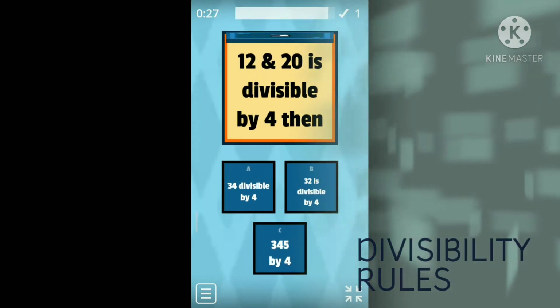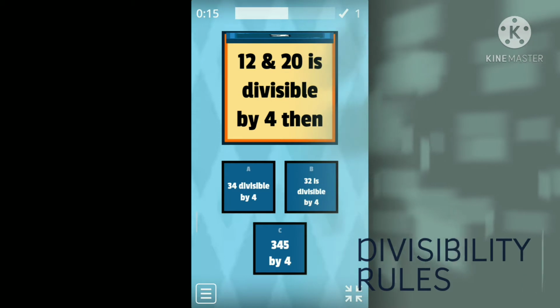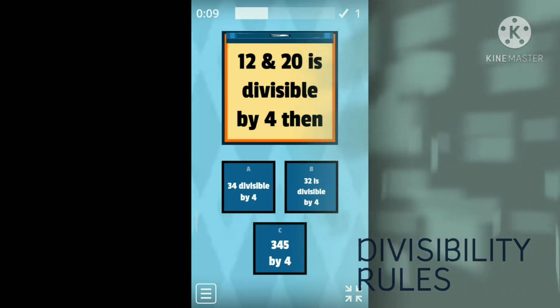12 and 20 are divisible by 4, then which option will be correct according to the question? We know the divisibility rules. If any two numbers are divisible by a given third number, then their addition, or you can say subtraction, will also be divisible by the third number. So after adding 12 and 20, we get 32. 32 is divisible by 4. So according to the question, B option will be correct, my dear students.